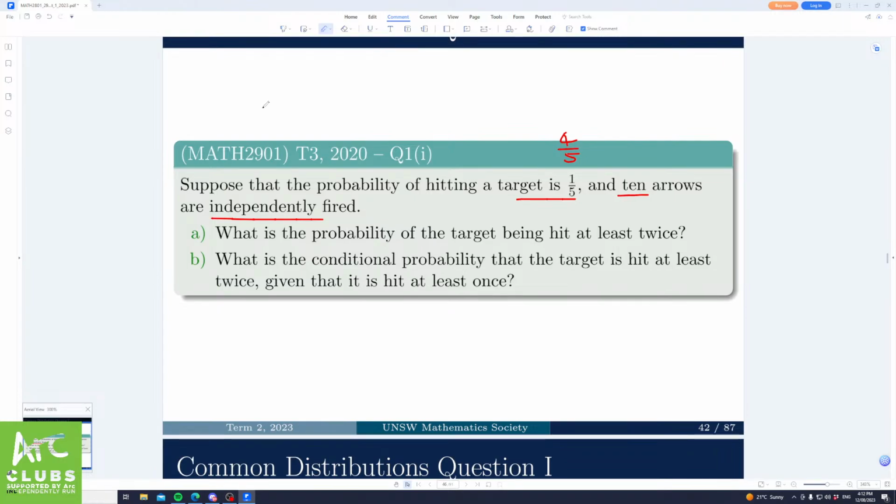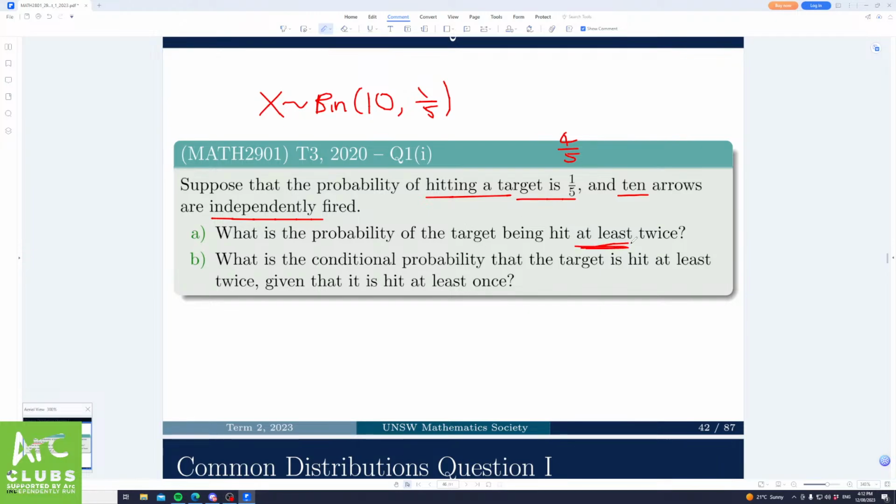In fact, we're going to be dealing with a binomial distribution where our first parameter is the number of trials, that's 10, and our second parameter is the probability of success. In this case, it would be hitting the target, and that would be 1/5. So this is the random variable we're dealing with. Part A, what is the probability that the target is being hit at least twice?